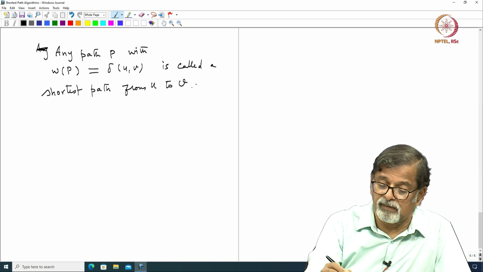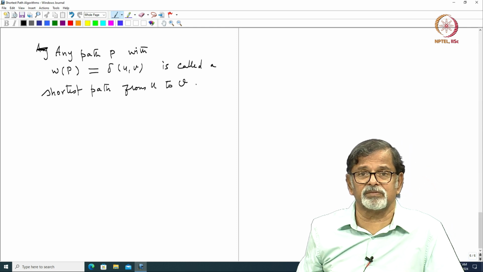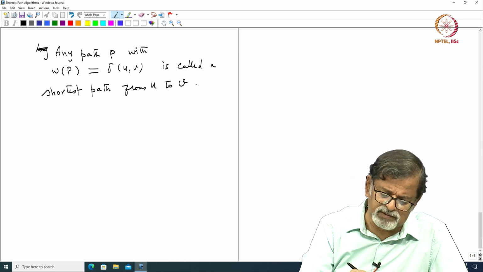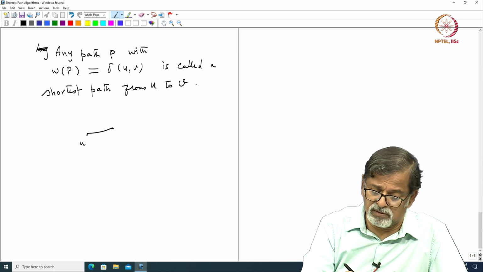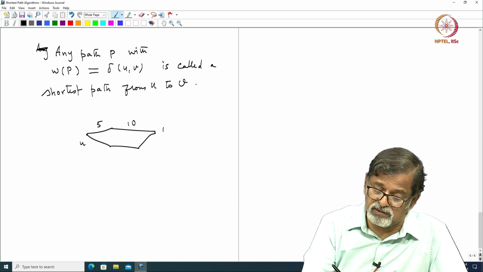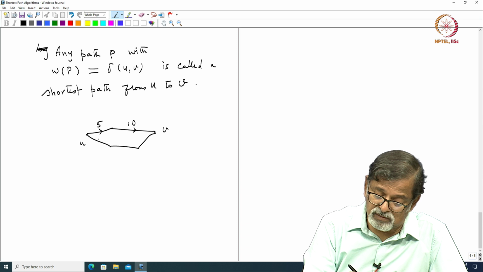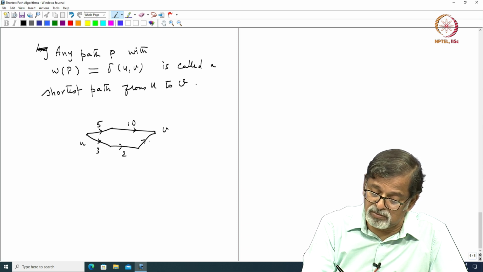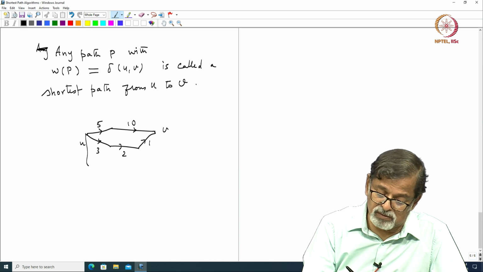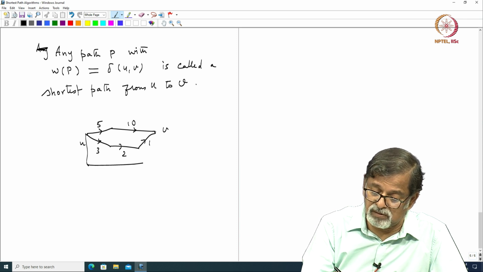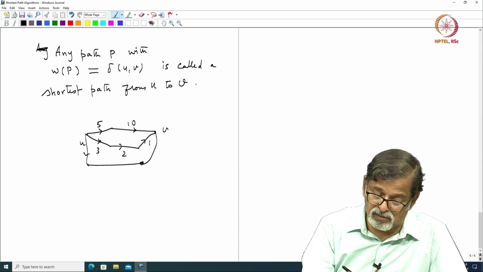It's called the shortest path from U to V. It's a very simple example. This is 5, this is 10, this is 3, 2, 1. Five, 6.